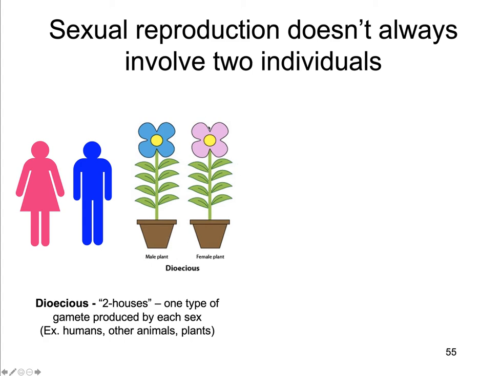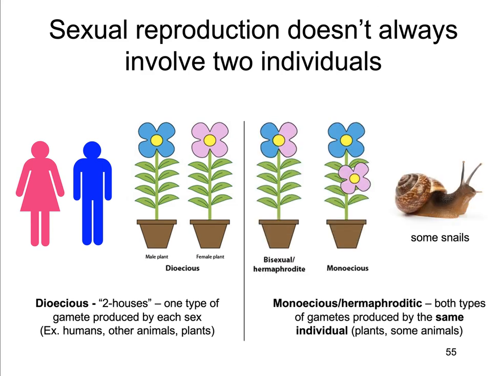And you can see that in plants, too. They're often dioecious, where you'll have a male plant that produces male flowers and sperm, and you'll have a female plant that produces female flowers that have eggs, okay? So in contrast to this dioecious setup, you can also have what are called monoecious organisms. These are also sometimes referred to as hermaphroditic organisms.